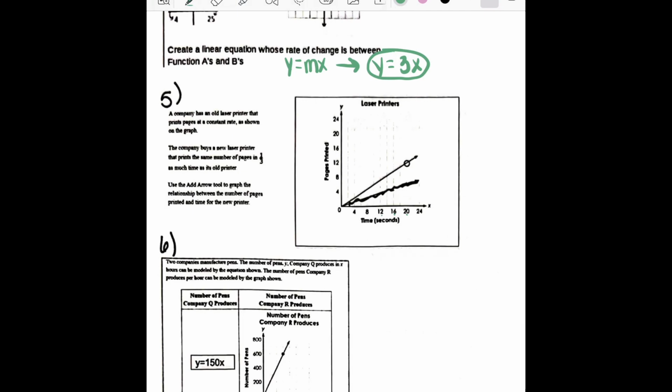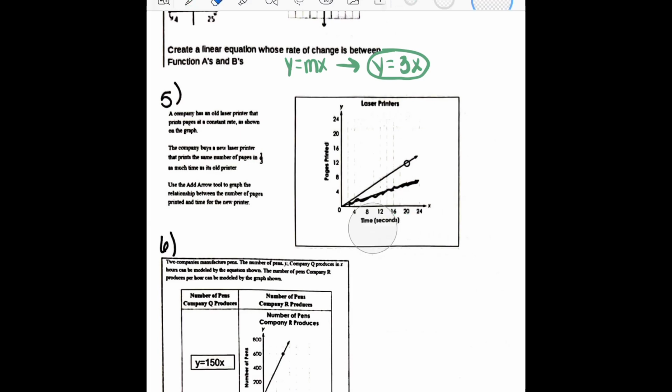All right, so number 5, it says a company has an old laser printer that prints pages at a constant rate as shown on the graph. The company buys a new laser printer that prints the same number of pages in 1/3 as much time as its old printer. Use the add arrow tool to graph the relationship between the number of pages printed and the time for the new printer. Obviously, we're not using the add arrow tool because we're not doing this on the computer, so we are just going to graph it on the physical graph.